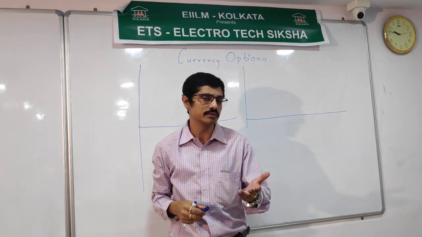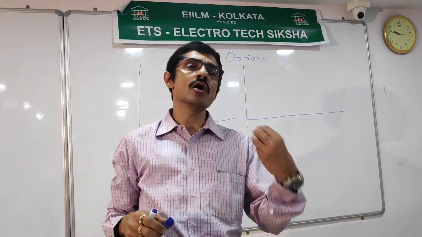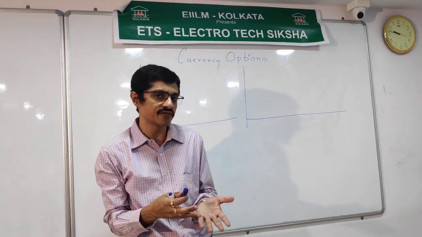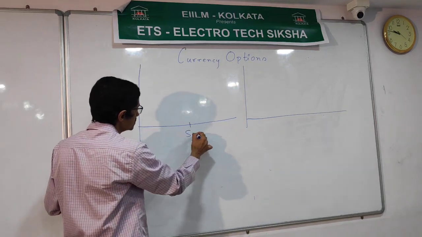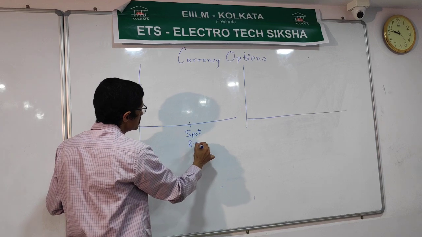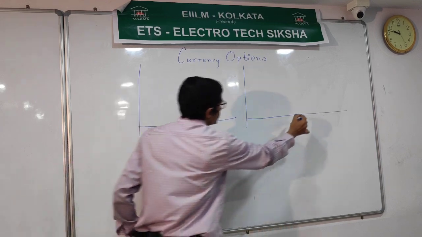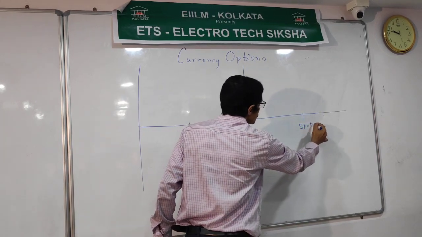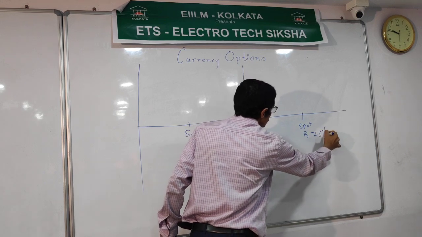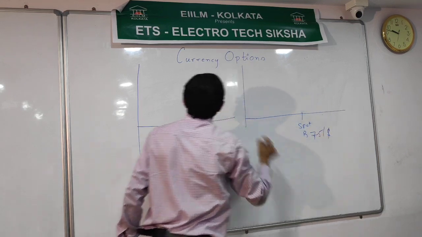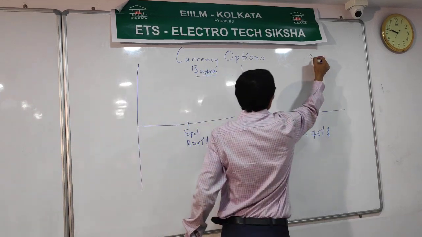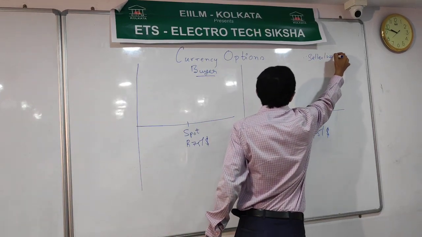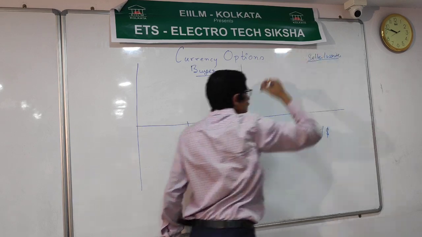There are speculators on the market. The speculators are buying and selling options in order to make profit, and they provide liquidity to the market. So here I am writing the spot price. The spot price is rupees 75 to the dollar. This is the buyer's diagram, and this is the seller's or the writer's diagram.